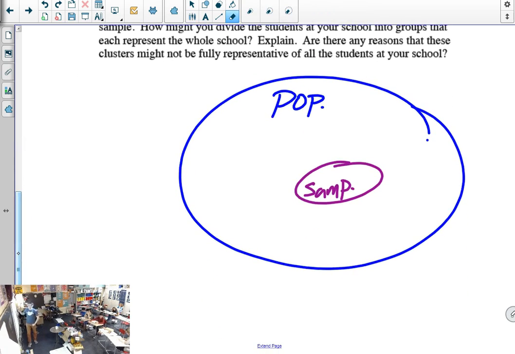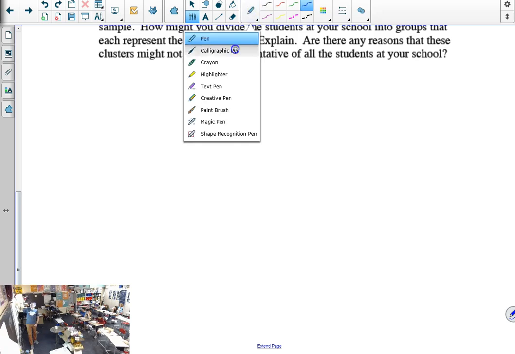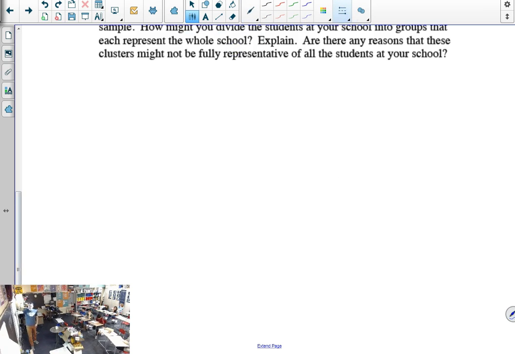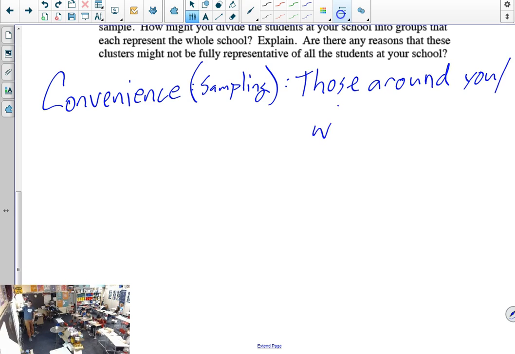I'm going to write these with you. Convenience sample. You know how to spell the word convenience? Bonus points for you. I sure hope so. Convenience sample, and you don't have to keep saying sample if you know that we're talking about sampling methods. Is selecting those around you, what's easy and fast.